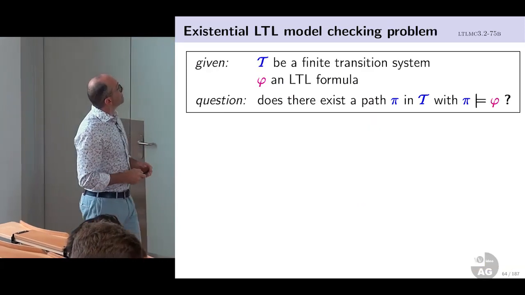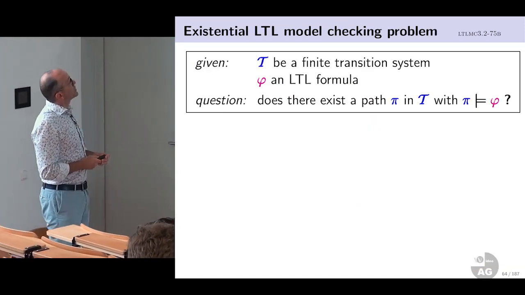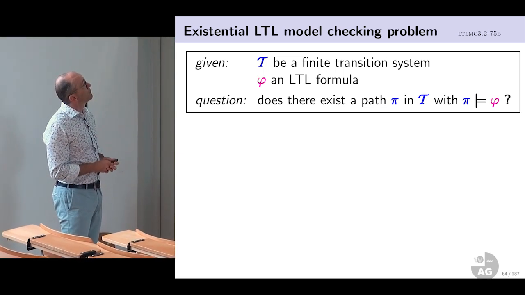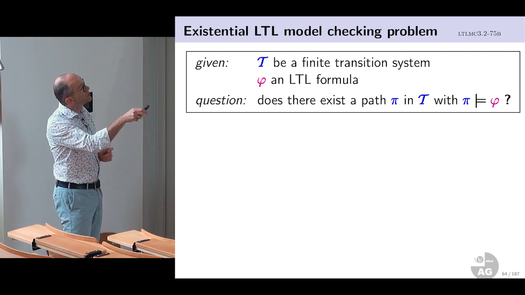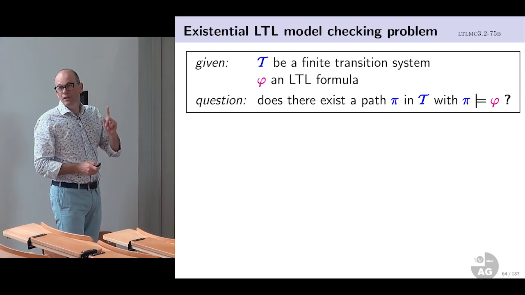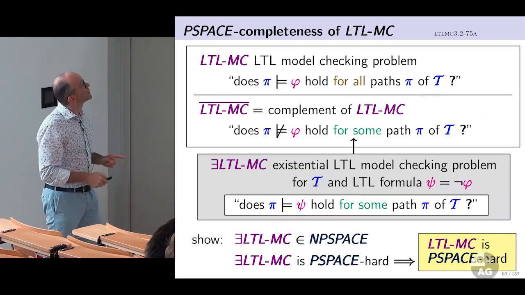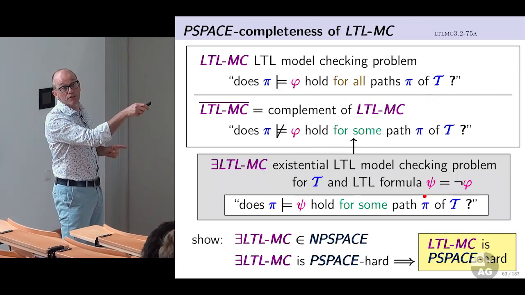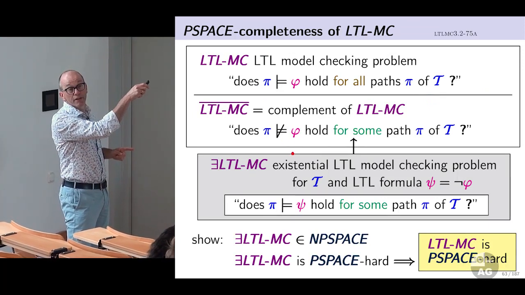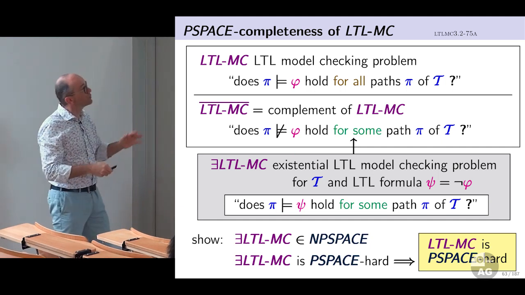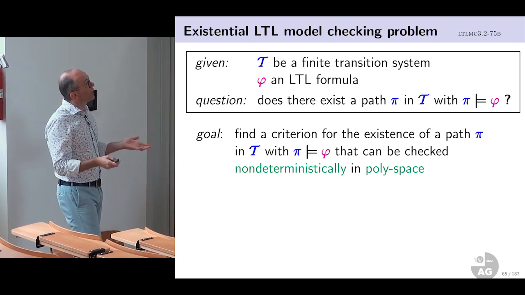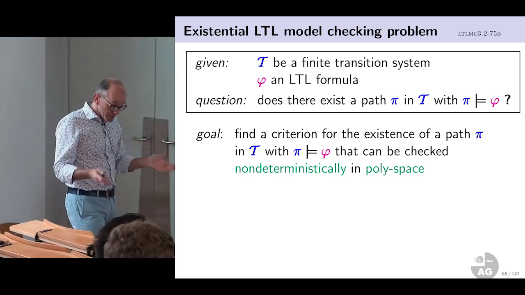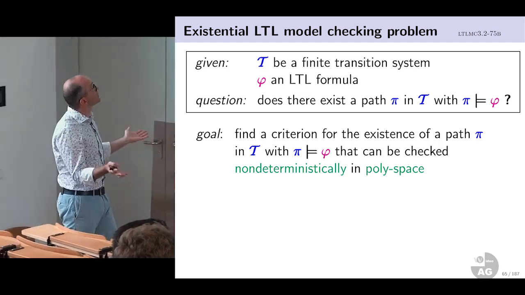Good. Okay. The existential LTL model checking problem: given a finite transition system and an LTL formula, does there exist a path that satisfies the formula? Satisfies, remember, because here I just take the negation, which is the same as negating phi. So this is absolutely the same as we have done before. Goal, what do we want? We have to find a criterion that tells us such a counterexample does exist.